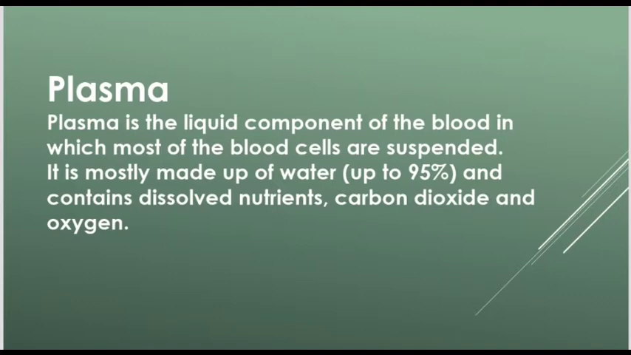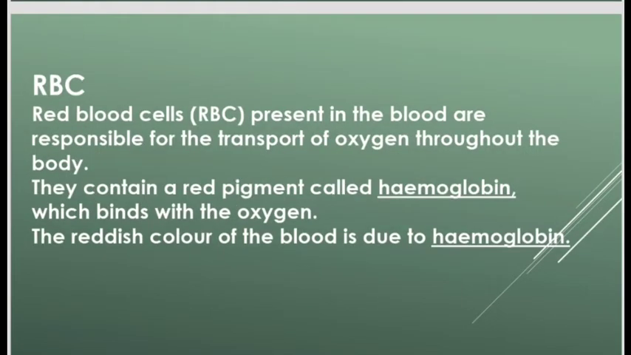Plasma: it's a liquid component of the blood in which most of the blood cells are suspended. RBC: red blood cells present in the blood are responsible for the transport of oxygen throughout the body. They contain a red pigment called hemoglobin, which binds with the oxygen. The reddish color of the blood is due to hemoglobin.